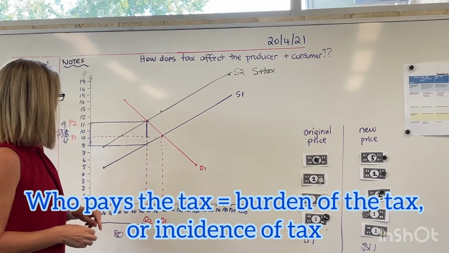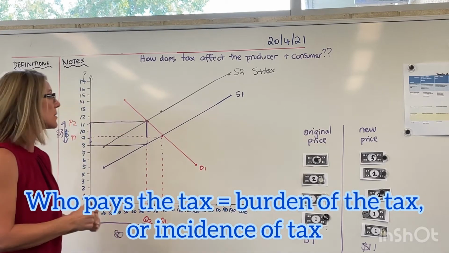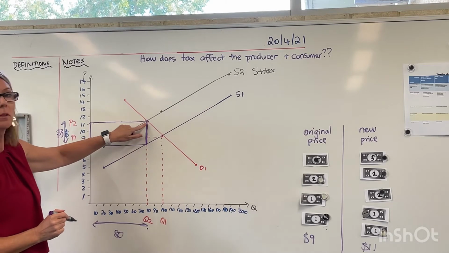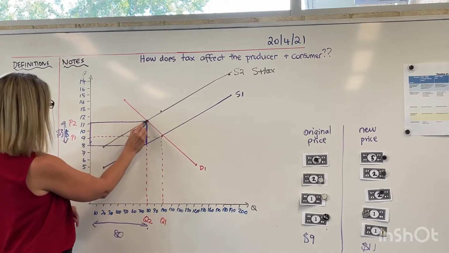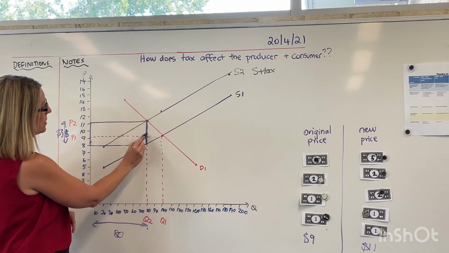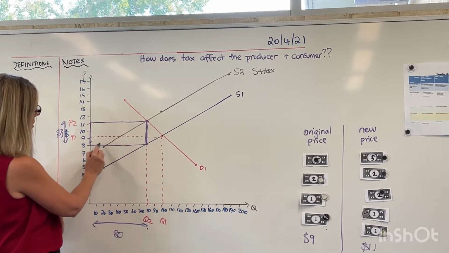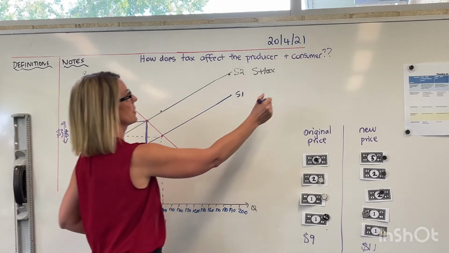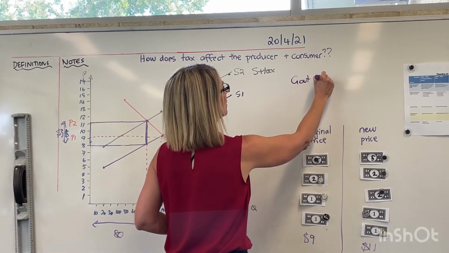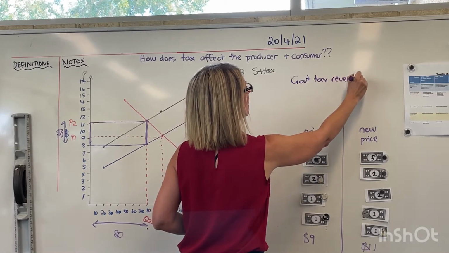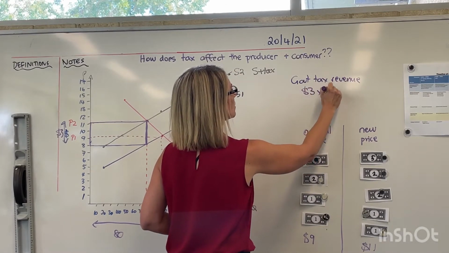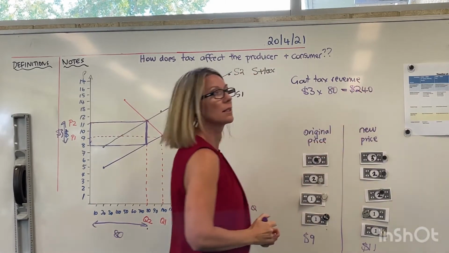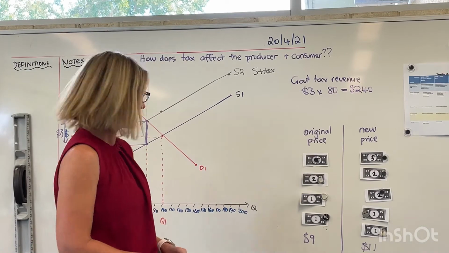First of all, the tax box: how much is the government actually raising? We look at the new price, which is 11, minus the $3, so the $3 per unit, times the new quantity, which is 80. So government tax revenue is $3 per unit times 80 units that are being sold, $240. So that's what they're raising by putting this tax in place.